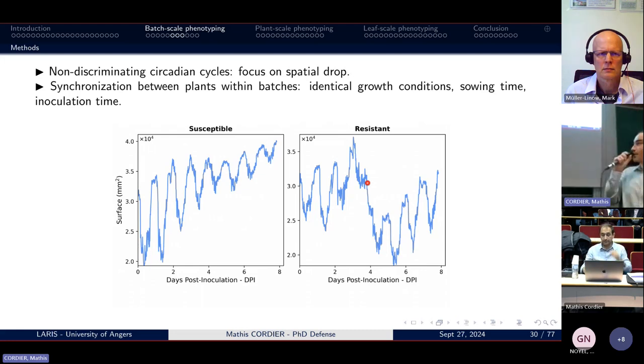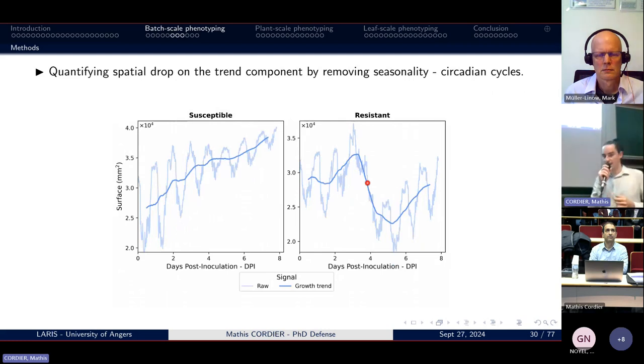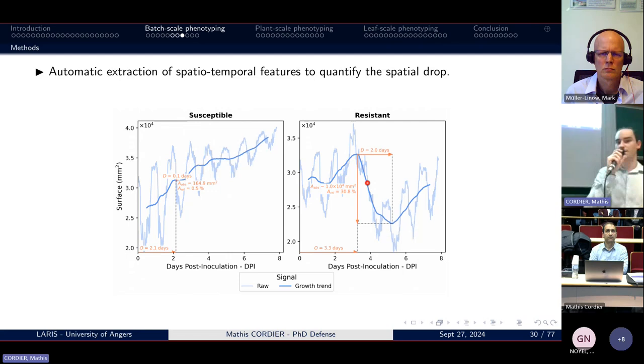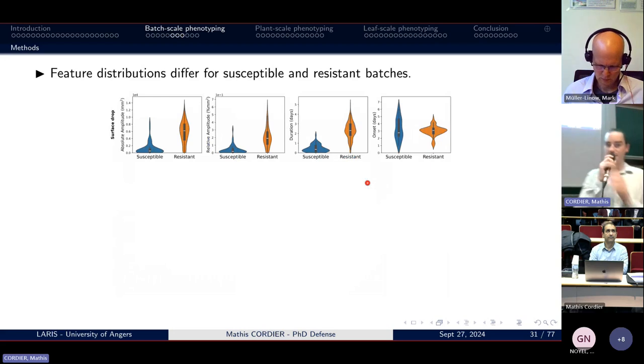And then we can say also that if this spatial drop is very clearly visible, it is because of the synchronization between the plants within the batches. And it is due to identical growth conditions, sowing time and inoculation time. So to quantify this drop, we want to extract the trend components by removing the seasonality due to circadian cycles. And then we developed a method to automatically extract spatial and temporal features to quantify the spatial drop. Applying it to all the batches in the dataset, we are able to extract the feature distributions.